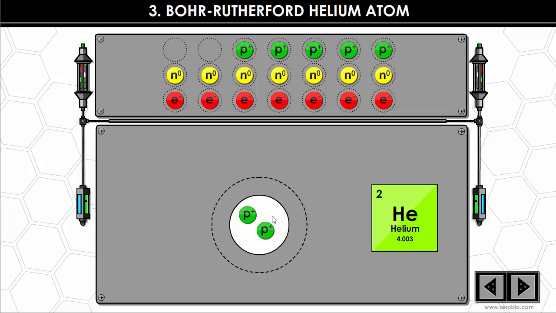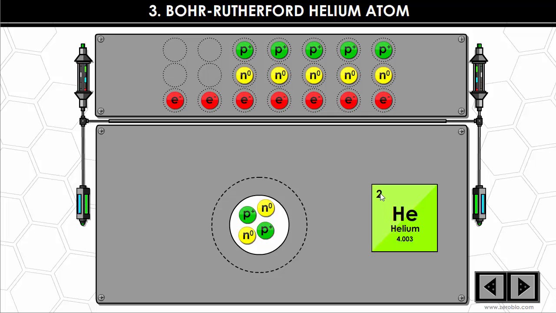Now, let's stay with the nucleus and do the neutrons. How many neutrons will helium have? Mass number of 4 minus 2, that means 2 neutrons. So I'll just grab any 2 of these, put them in there, and that's it for the nucleus.